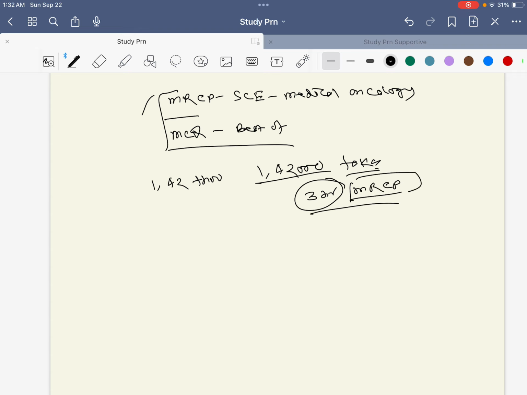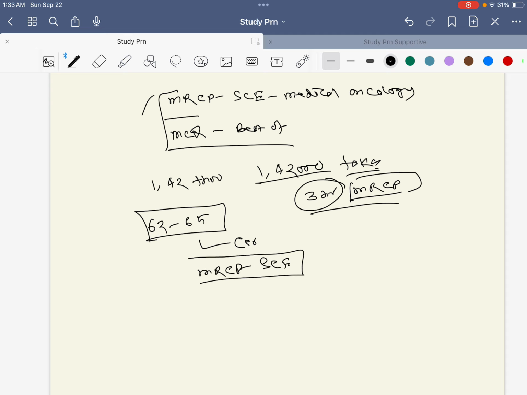And from the past exam, like the MRCP, the average pass mark is 62 to 65, and then you will get the certificate. But unlike the MRCP, with the MRCP SCE you cannot use it in your professional designation, but we always do.